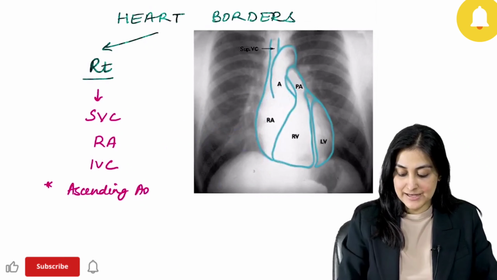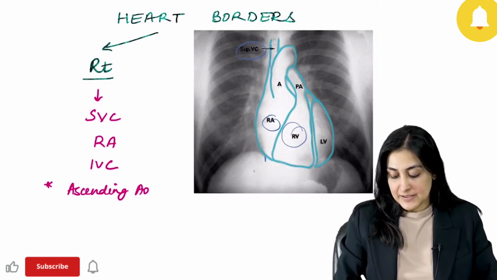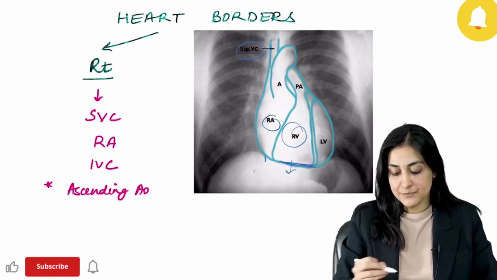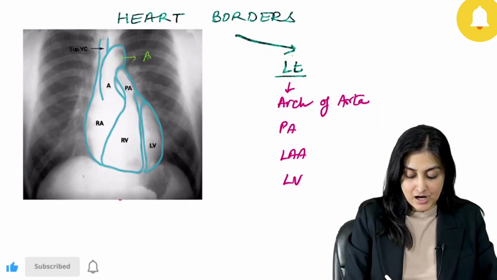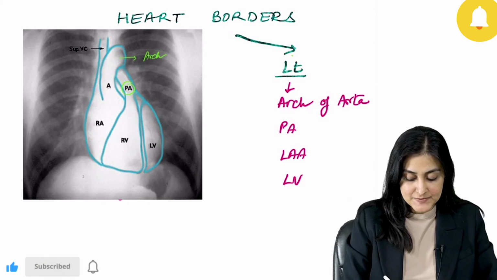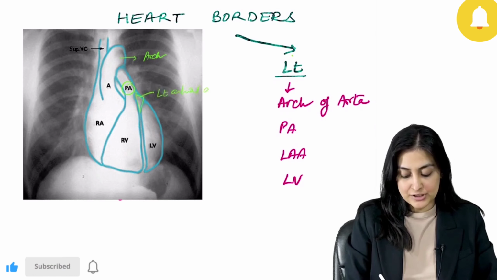So now when we see it on the X-ray, can you see here how on the right side we have the superior vena cava, right atrium and a very small portion by IVC. RV is going to form the base, this inferior border of the heart on the X-ray. On the left side here you have the arch of aorta, which is the aortic knuckle. We have the pulmonary artery, the small part formed by the left atrial appendage, alright, or the left auricle, and then you have the left ventricle.